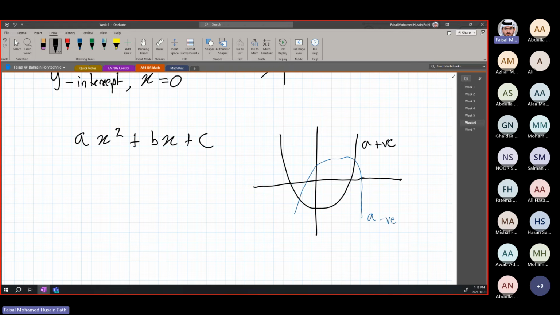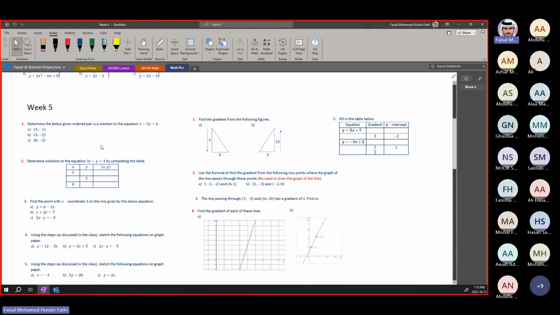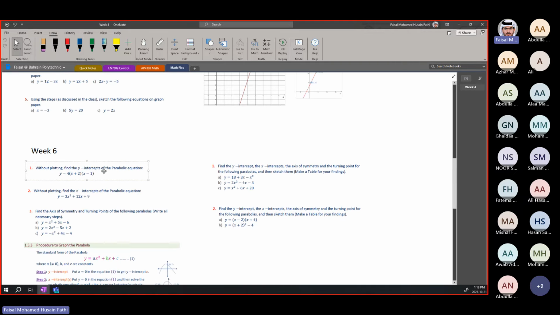All right. This is basically the concept. The difference between this and the straight line is that you have just some extra steps that you're going to have to do, and we'll go over them now, inshallah. So let's just take the first question and start working from there.